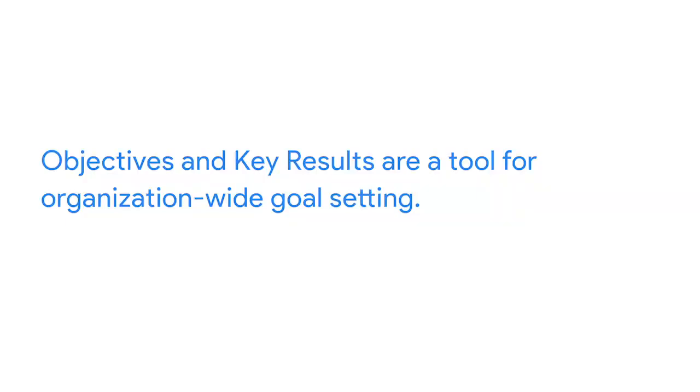Objectives and key results are a tool for organization-wide goal setting. OKRs combine a goal and a metric to determine a measurable outcome. Let's break OKRs down. The objectives portion of the OKR defines what needs to be achieved, which is similar to a goal. The key results portion of the OKR defines how an organization, team, or individual will tangibly measure their success in meeting the objective.